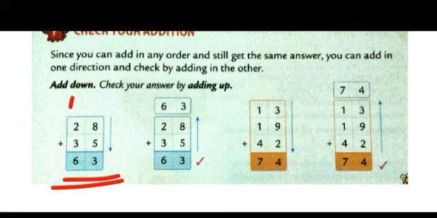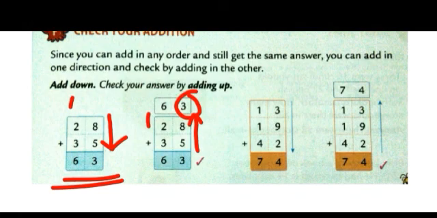Now we need to check our answer, whether it's right or wrong. So first we added this way, that means 8 plus 5. Now we will add the other way, that means 5 plus 8. And if the answer comes the same, that means our answer is correct. 8 plus 5 was 13. Now 5 plus 8 is how much? 13 only. We have written 3 here and this 1 will be carried to the tens column.